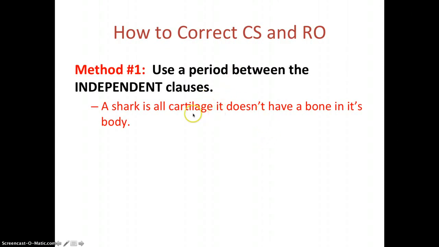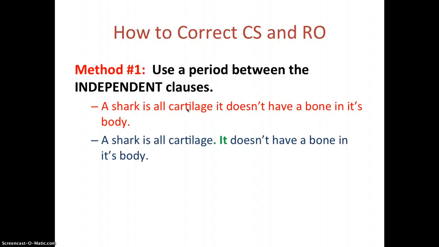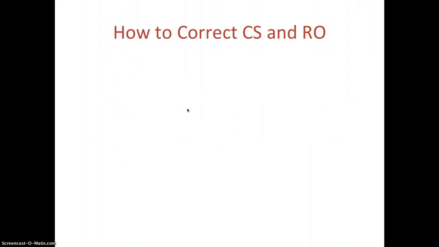Exactly, this is a run-on. Cartilage is kind of like your nose or your earlobes, if you're wondering what that word means. So if you want to correct it using a period, there you go. A shark is all cartilage. It doesn't have a bone in its body.